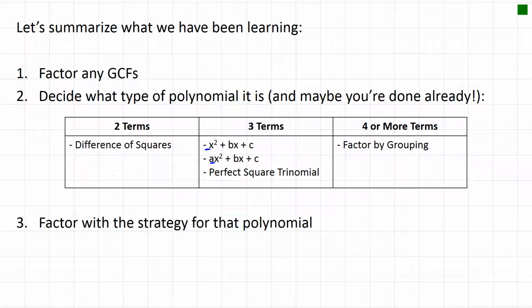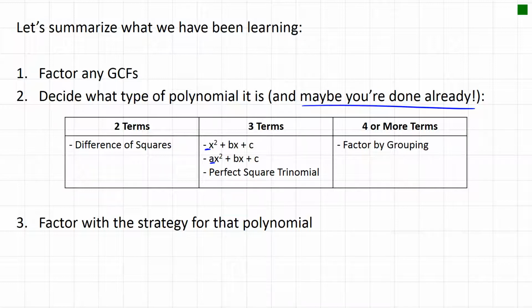the thing I mentioned here about maybe you're done already is that sometimes in a factoring problem, the only thing you can do is factor a greatest common factor, and then there's nothing more that needs to be done. So don't look for these patterns, but keep in mind that it might be as simple as factoring out a greatest common factor.